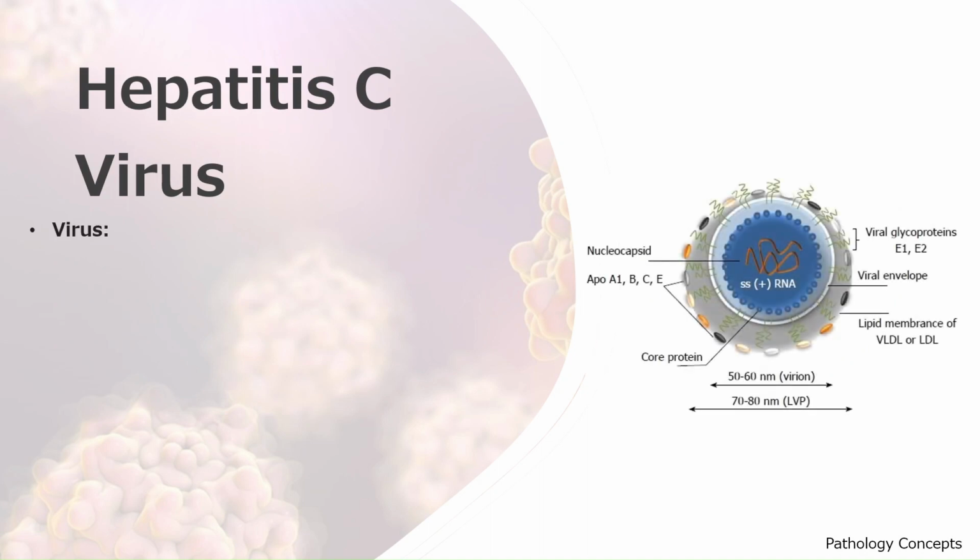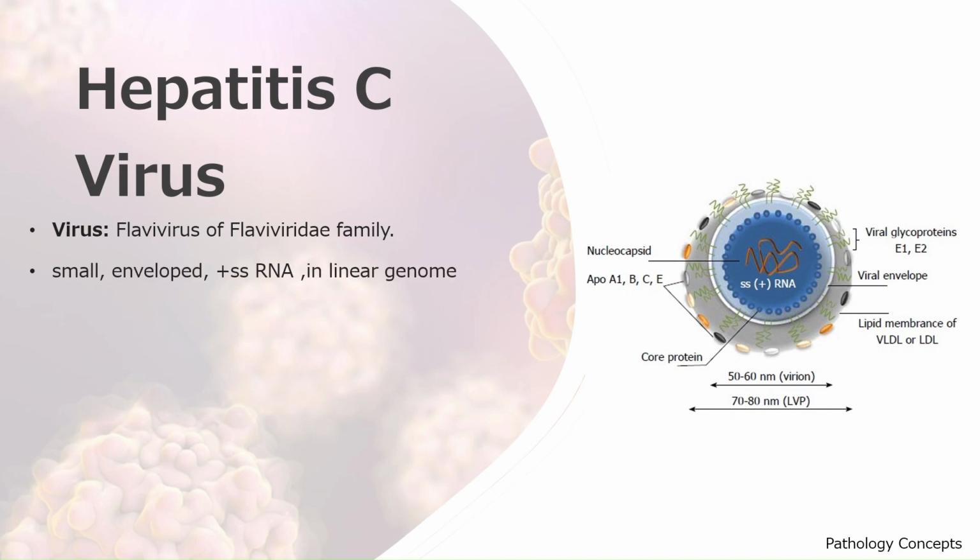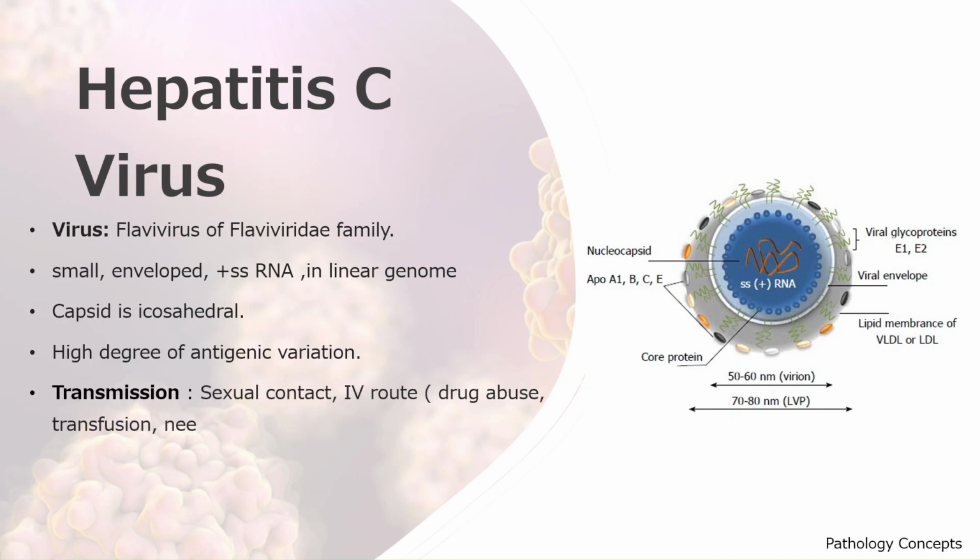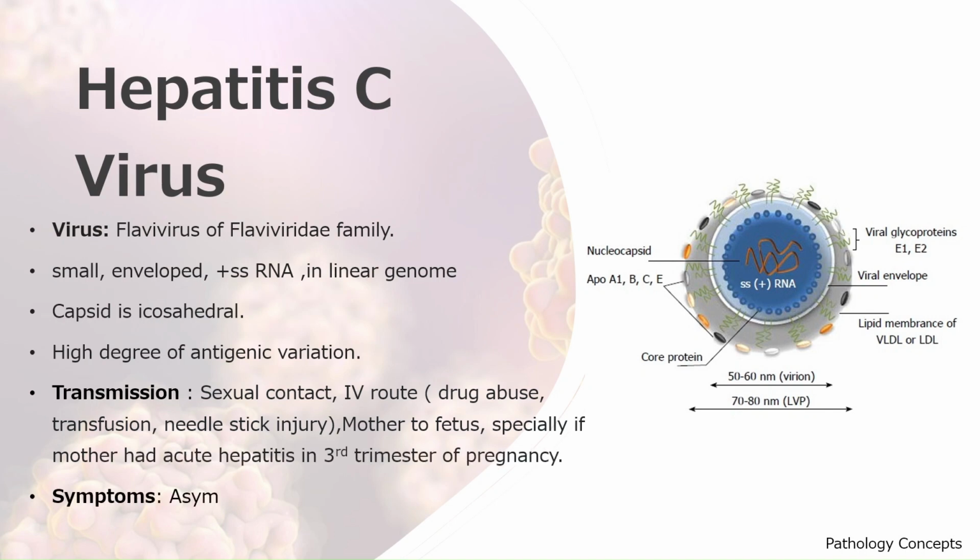Hepatitis C virus. It is a flavivirus of the Flaviviridae family. It is a small enveloped positive single-stranded RNA virus with a linear genome. The capsid is icosahedral. It has a high degree of antigenic variation, which is responsible for chronic infection. Transmission is mainly by sexual contact, IV route and mother to fetus. Symptoms include being asymptomatic in the acute phase, with other non-specific symptoms, and accidental elevation of LFTs can be identified in the serum.